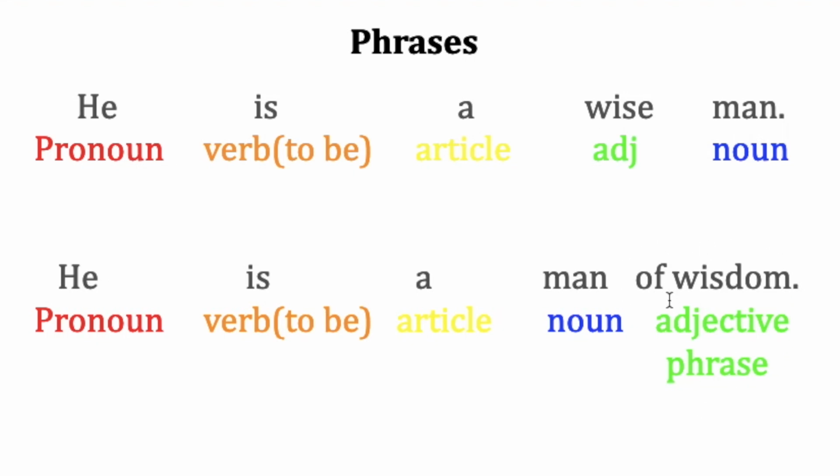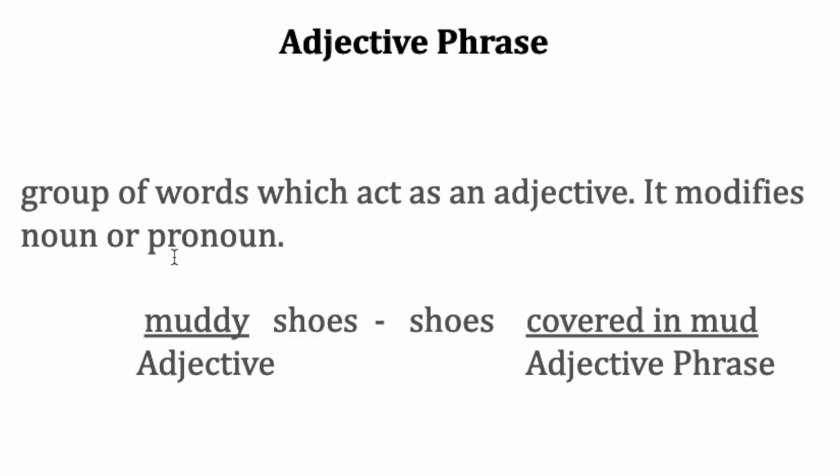This group of words which is acting as an adjective for the word man becomes the adjective phrase, because I told you in the beginning that groups of words are called phrases. Here the group of words of wisdom is a phrase, but at the same time it is acting as an adjective. That is why we call it an adjective phrase. Based on this example, we can define an adjective phrase as a group of words which acts as an adjective, and which modifies not only a noun but also a pronoun at times.